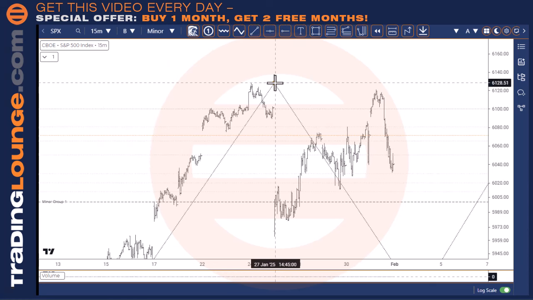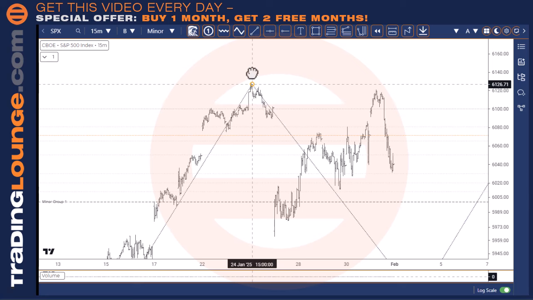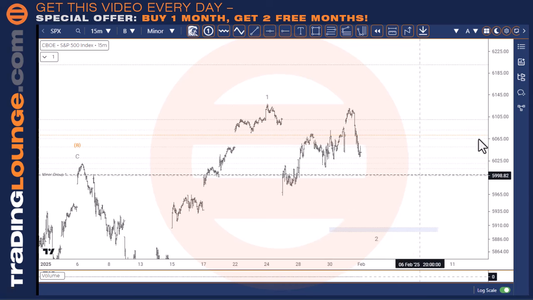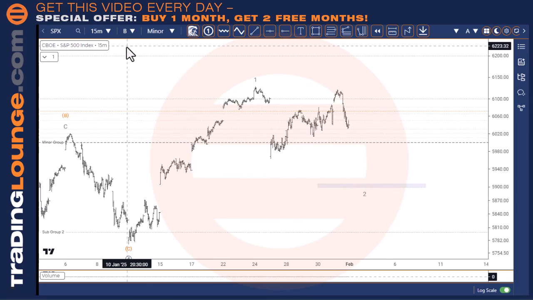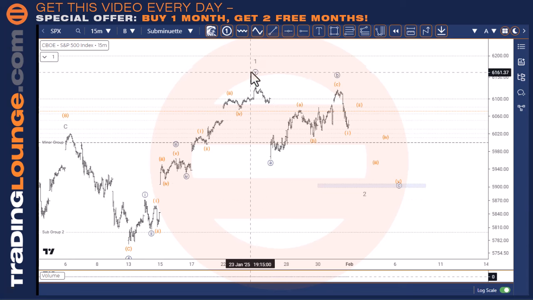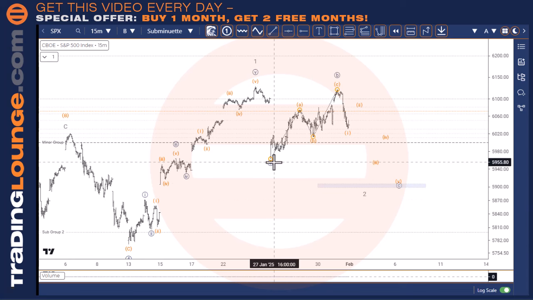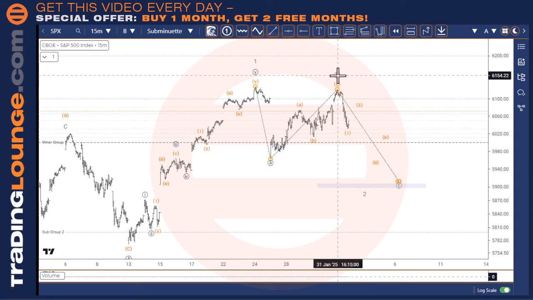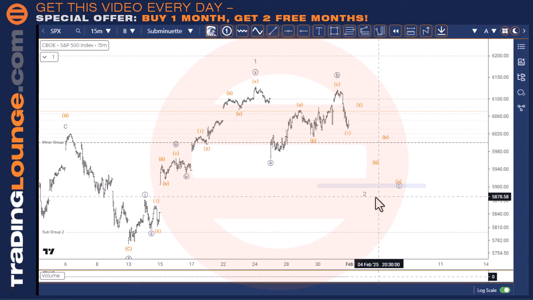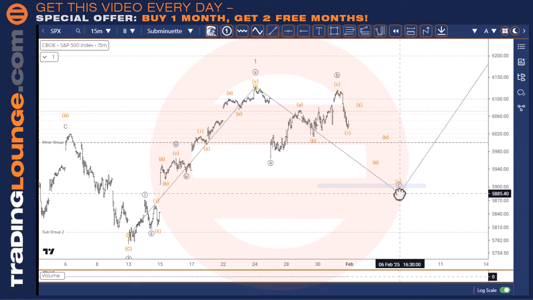So I'll just put wave 1 back over here. So this is our pattern that we're working with, and if we just drop in the count here, we've got wave 1 up to here, and then we've got the A wave and an ABC for the B wave, and then we'll need to look at this as 1, 2, 3, 4, 5 for this wave 2 over here.